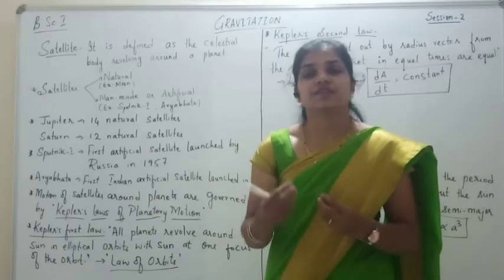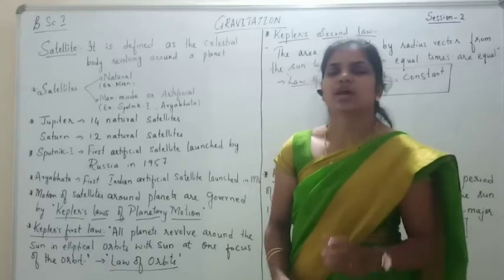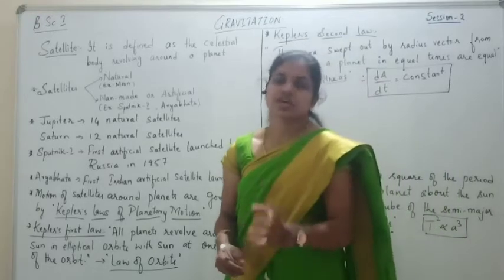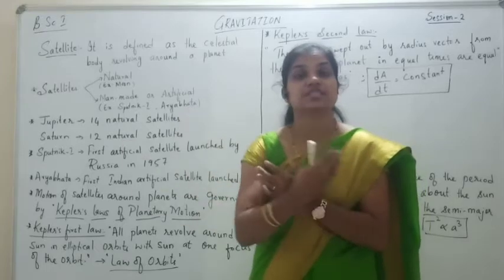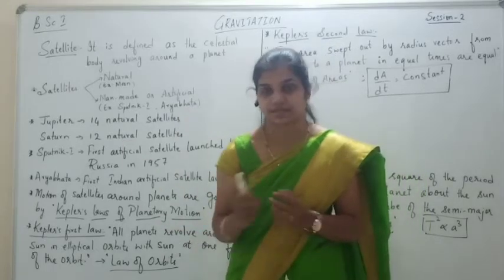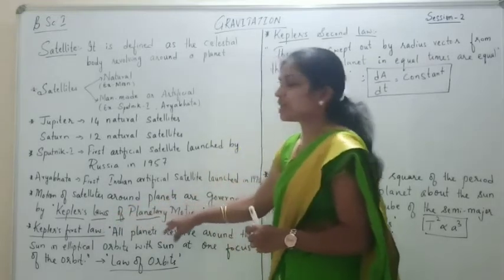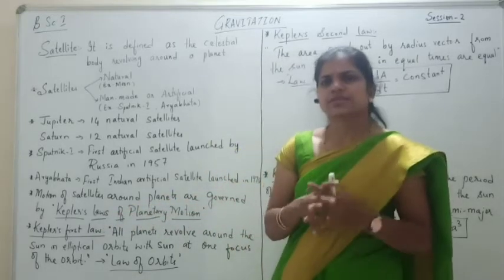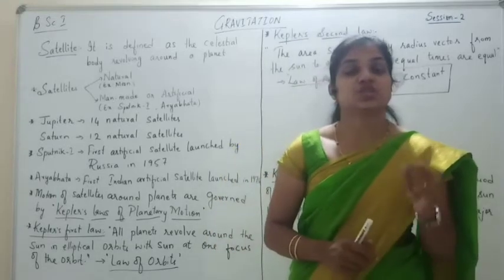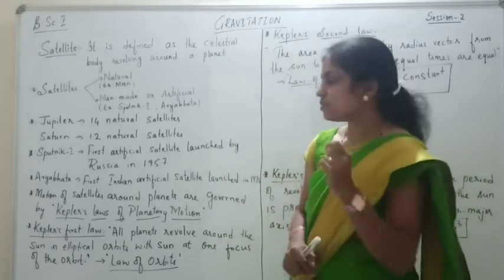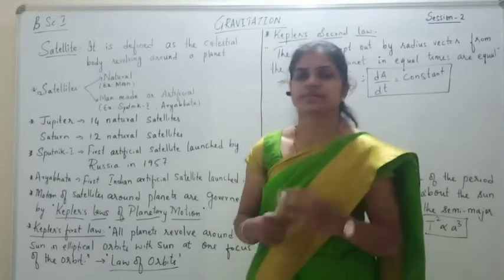Now these satellites are revolving around the planet. The motion of the satellites is governed by a certain set of laws which show how these satellites move around the planet. These laws are called Kepler's laws of planetary motion. Kepler's laws were formulated by a scientist called Johannes Kepler. He formulated the laws of planetary motion. There were three main laws.